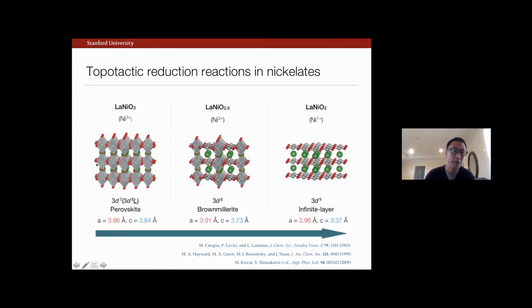Namely, what you can grow reasonably readily, though this already requires high pressure oxygen synthesis, is the perovskite form of the nickelate. And you can do a sequence of oxygen deintercalation reactions. In this case, you can imagine rows of oxygen being poked out here to make the so-called brownmillerite phase. And now you've gone from nickel 3+ to 2+. And if you take out the other row, then you're in an exact structural analogy to the infinite layer cuprates. And indeed, this would be nickel 1+.